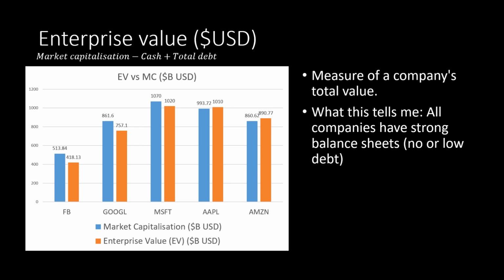So for example, if we look at Facebook, the enterprise value is 418 billion, whereas its market cap is 513 billion. So that means they have about 95 billion odd in cash and no debt. So that means there's a very strong balance sheet there. If a recession does happen, then chances are that they'll be able to survive it because they wouldn't have to pay off any outstanding interest on their debt because they have none. And we can also see that Apple and Amazon have a little bit of debt, but that level of debt is not concerning. So overall, these 5 companies have good balance sheets.